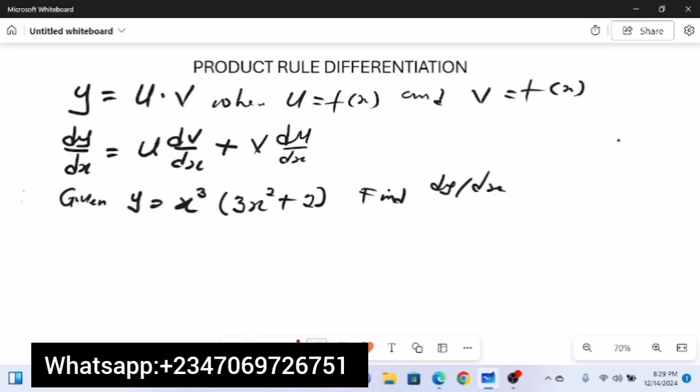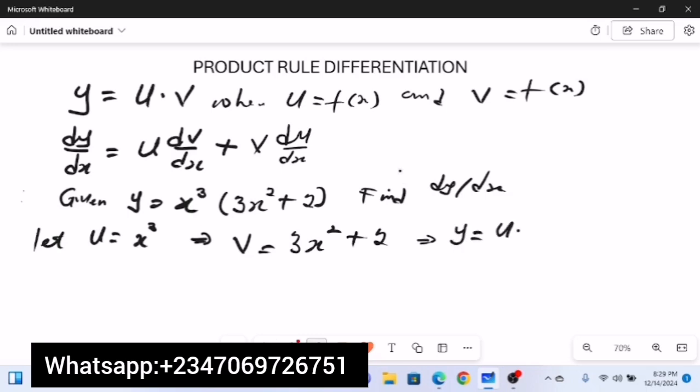So by product rule, what do we do? You simply say let u be equal to x to the power of 3. So this implies that v will now be equal to what? The remaining part there, which is 3x squared plus 2. Having this now, it means that this equation can be written in the form of the original equation for product rule. That is simply saying that y is equal to, in place of x cubed we call that u, times, in place of 3x squared plus 2, we call that v.